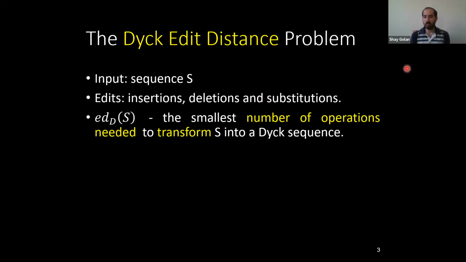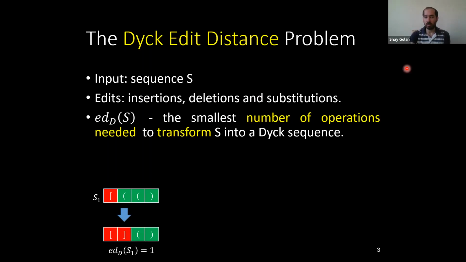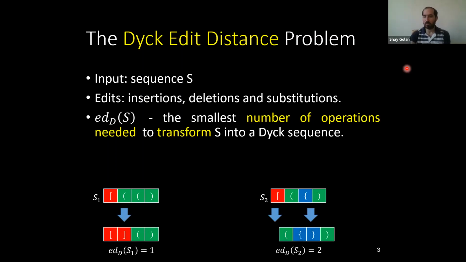And we want to compute the smallest number of operations that one should perform to transform the sequence S to a valid Dyck sequence. So, for example, if we consider this sequence S1, then as you can see, it's not balanced. And we can fix it in one edit operation, in this case substitution of the second symbol, and therefore the Dyck edit distance of this sequence is 1. In the next example, we have a sequence that we cannot fix with one edit operation, but we can do it with two operations. For example, if we delete the first parenthesis and insert a new closing curly bracket, then we fix the sequence. Therefore, the Dyck edit distance of this sequence is 2.